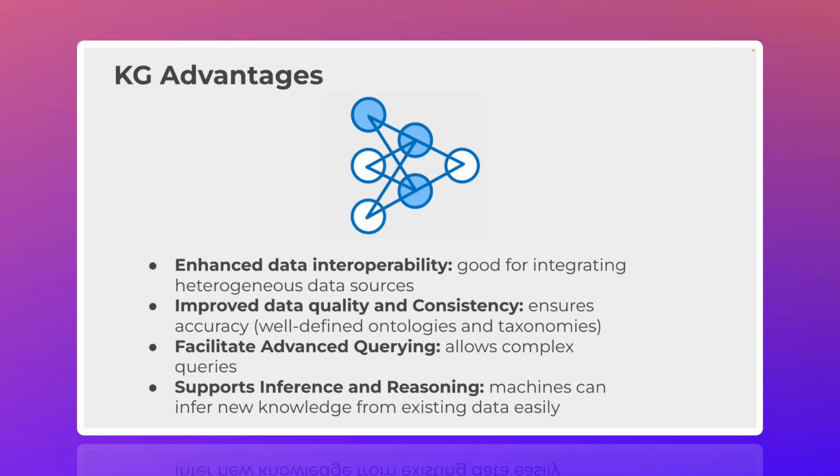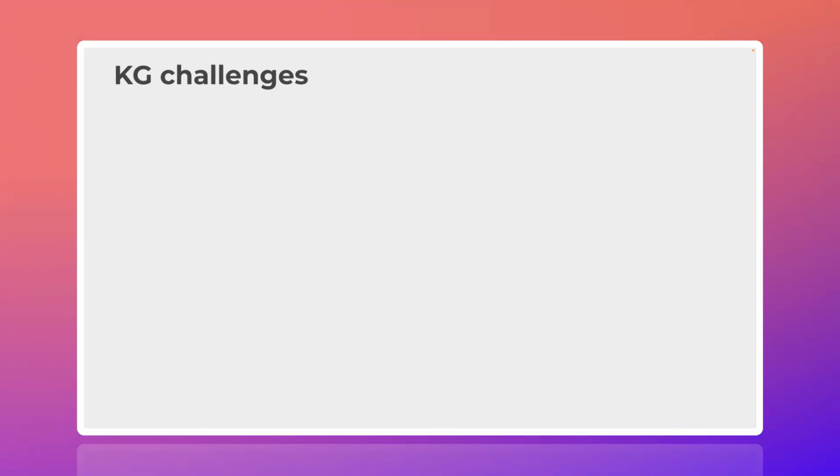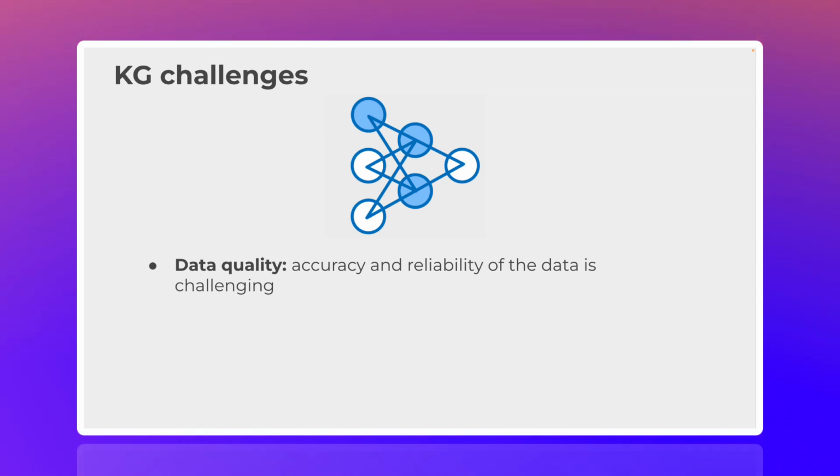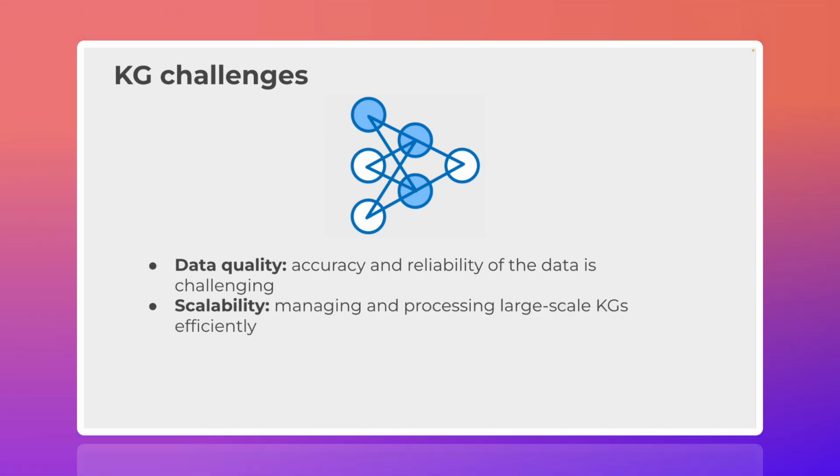But of course, we need to be aware that there are some challenges to using knowledge graphs. Number one, data quality, which means that it can be a little bit difficult and complex to make sure that the data itself is accurate and reliable. And also when it comes to scalability, trying to manage and process extremely large scale knowledge bases or knowledge graphs can be very difficult to do efficiently.